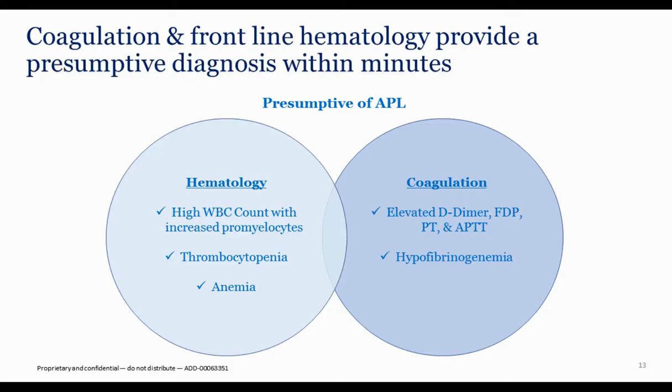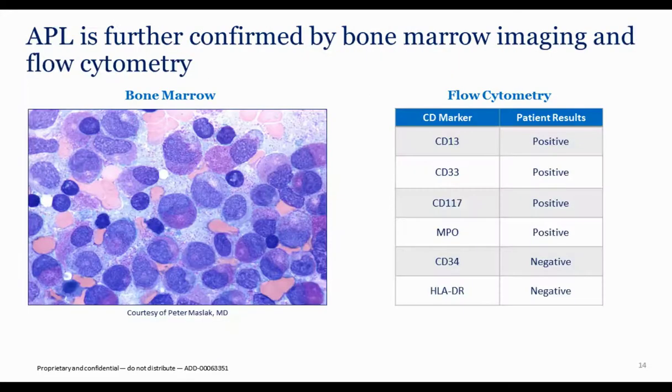We would have our elevated D-dimer, elevated PT and APTT. Those would show us that consumption is going on with DIC, and we have our hypofibrinogenemia with our low fibrinogen result in this patient.